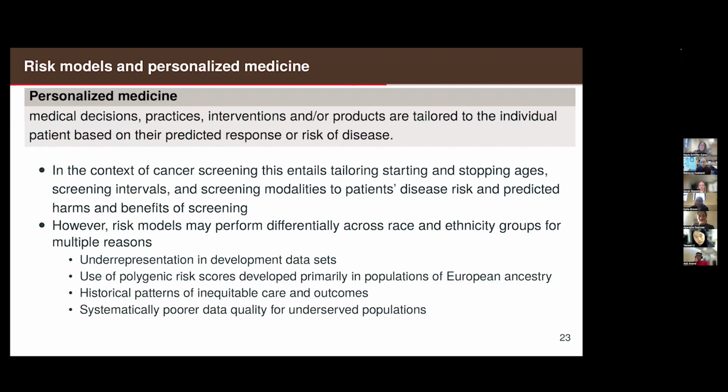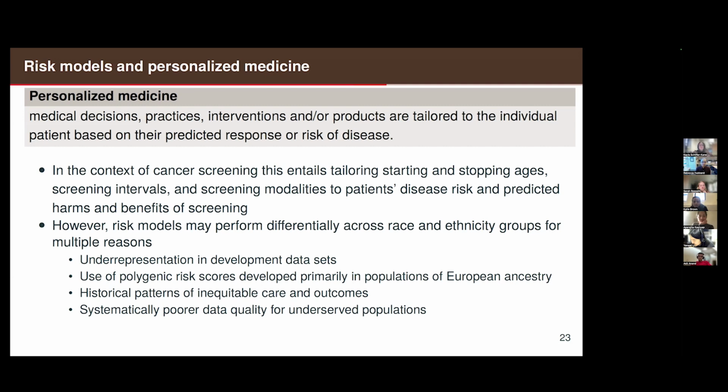Personalized medicine is super popular right now. For obvious reasons, it would be preferable if each individual patient received care that was tailored to their specific needs. In practice, this often takes the form of having medical practices or decisions or interventions that are tailored based on a risk prediction model. I'm going to show you results that are specifically grounded in the context of cancer screening.